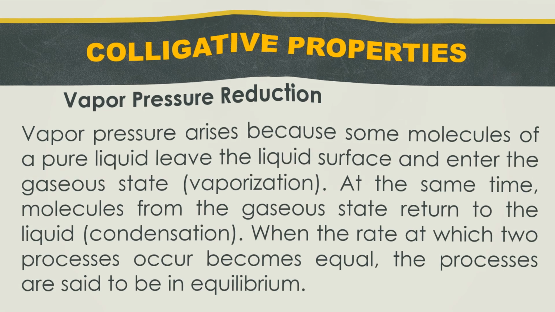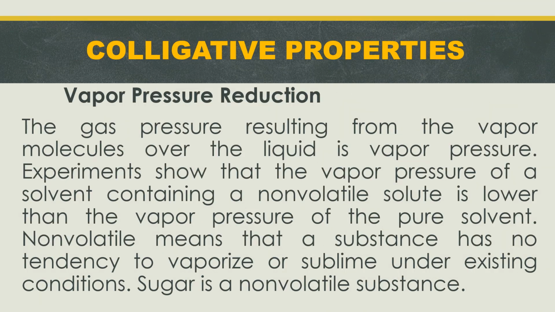Now, the gas pressure resulting from the vapor molecules over the liquid is the vapor pressure. Now, experiments show that the vapor pressure of a solvent containing a non-volatile solute is lower than the vapor pressure of the pure solvent. Non-volatile means that a substance has no tendency to vaporize or sublime under existing conditions. An example is sugar, which is a non-volatile substance.